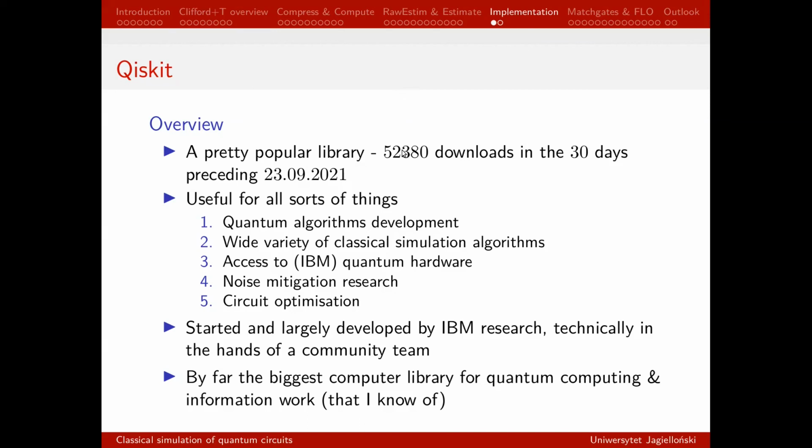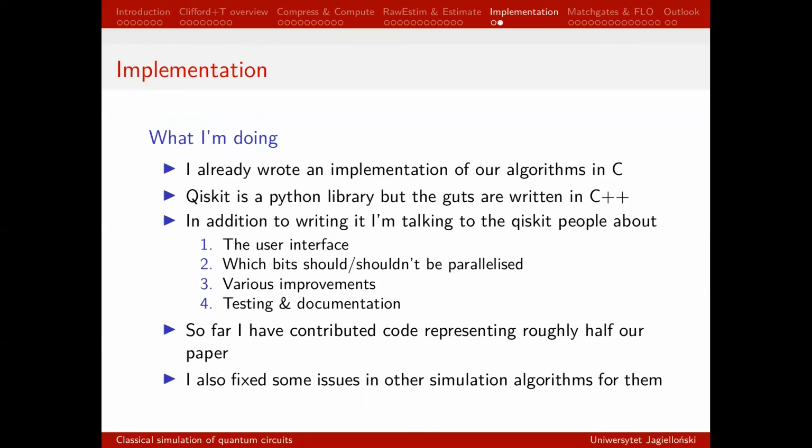You can do a lot of stuff with it. It's basically owned by IBM Research. They say it's owned by a community team, but if you look, every member of the community team actually works for IBM. I'm like a helper. So I'm implementing our algorithms for them, and so hopefully people can actually use them to do real stuff. I wrote about half of it, I sent them the code, I'm waiting for some feedback on it, and then I'll write the other half, basically.